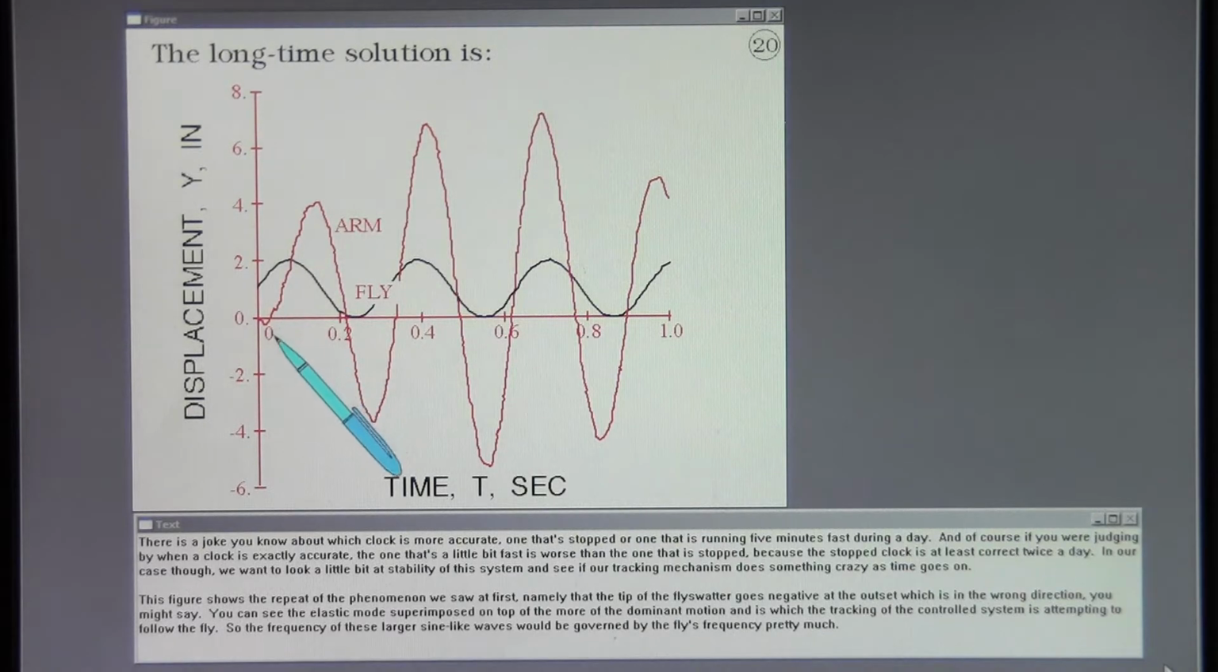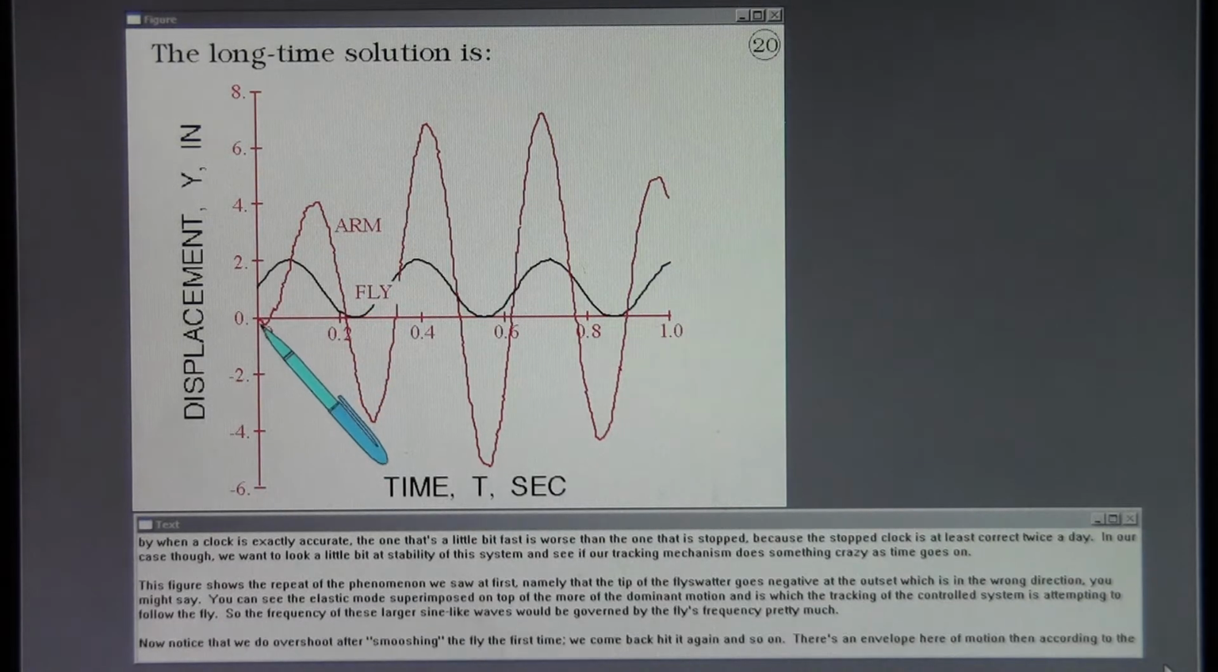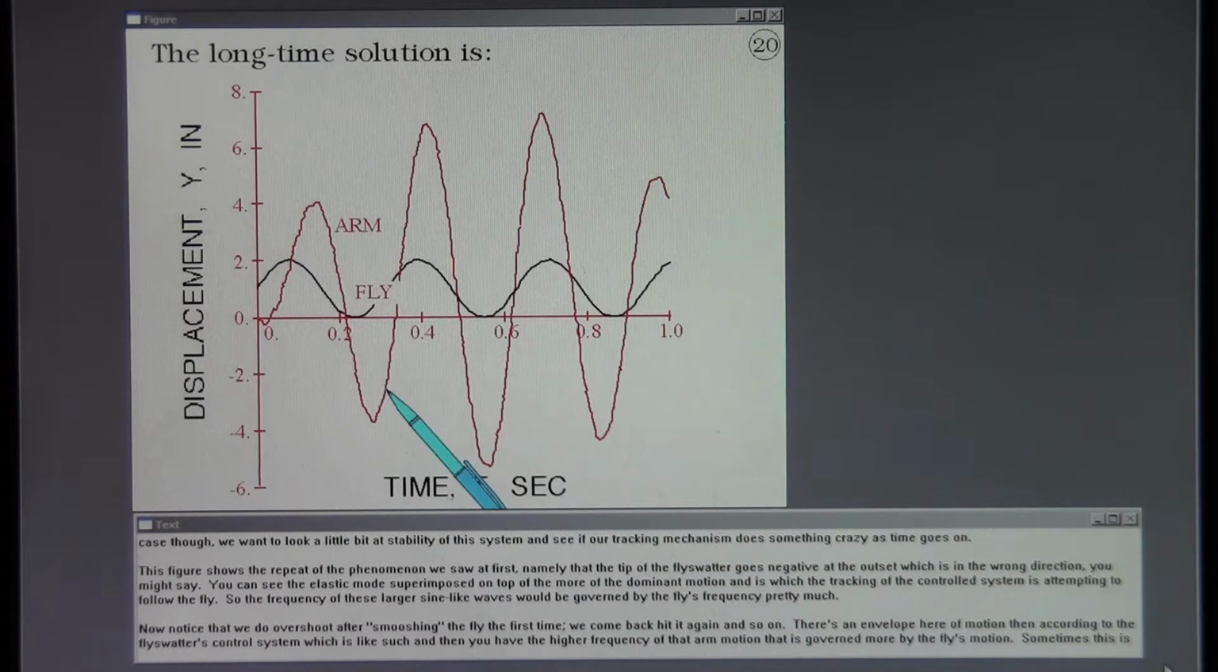This figure shows the repeat of the phenomenon that we saw at first, namely that the tip of the Flyswatter goes negative at the outset, which is in the wrong direction, you might say. You can see the elastic mode superposed on top of the more dominant motion, in which the tracking of the control system is attempting to follow the fly. So the frequency of these larger sine-like waves would be governed by the fly's frequency pretty much.